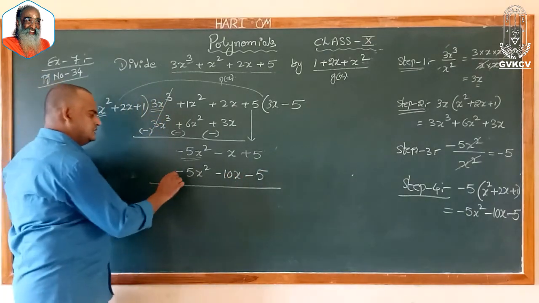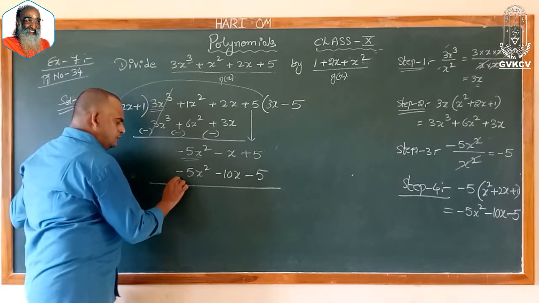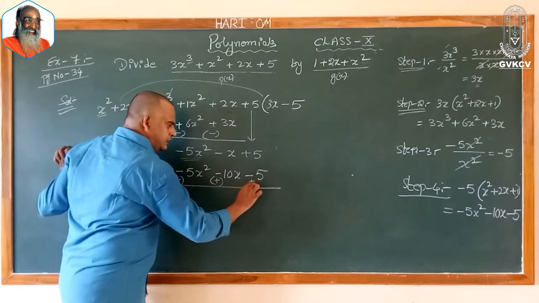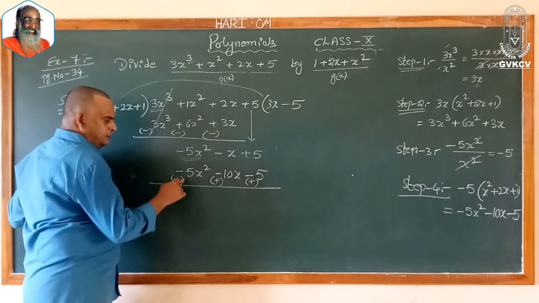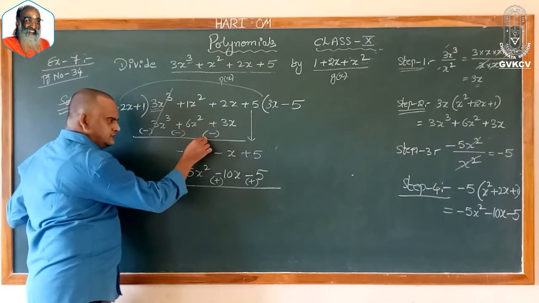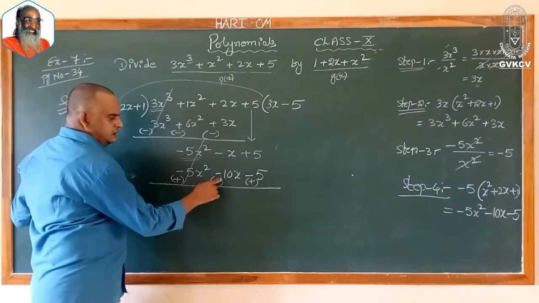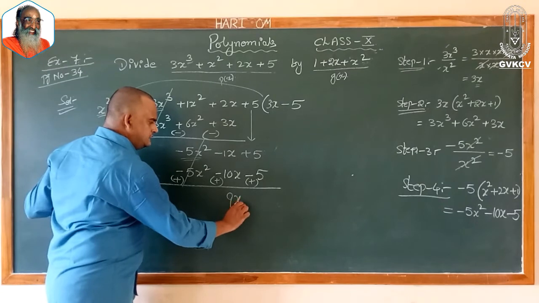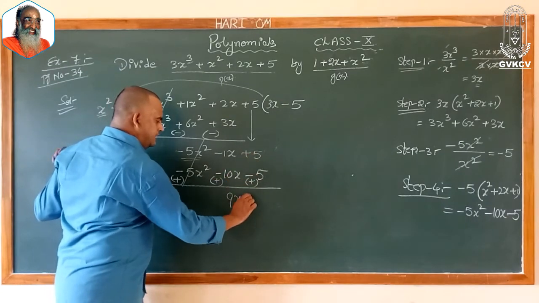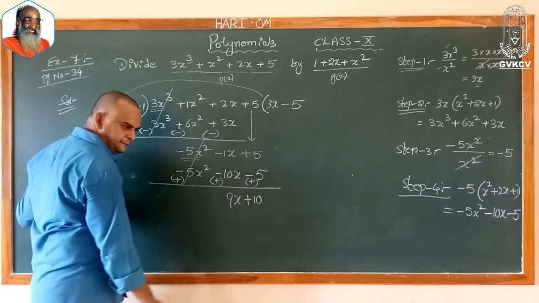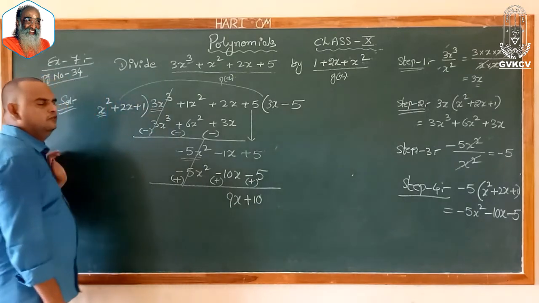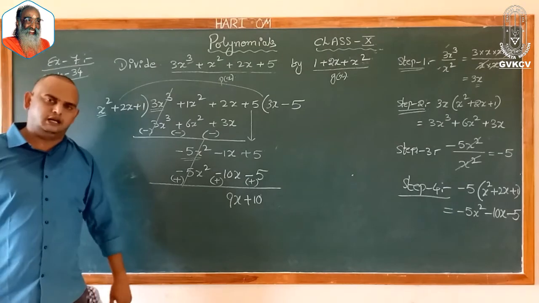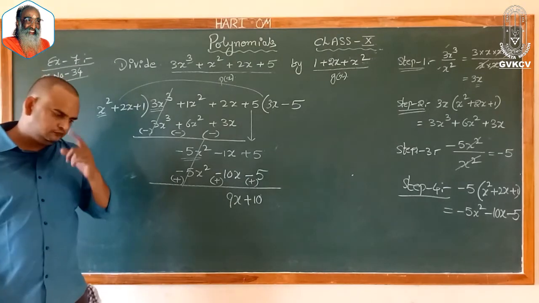Now let us change the signs again. Here I have negative, so negative will convert to positive. Negative will convert to positive. Negative will convert to positive. Now plus 5x square minus 5x square get cancelled. Here I have plus 10x minus 1x, so 9x. Plus 5 on plus 5 makes plus 10. Now, whether we stop our calculation or continue, that you need to observe.